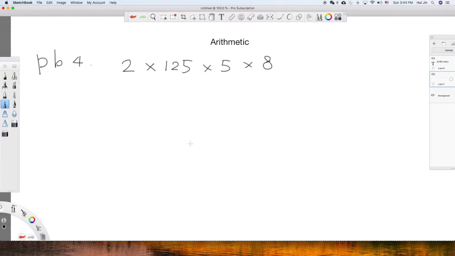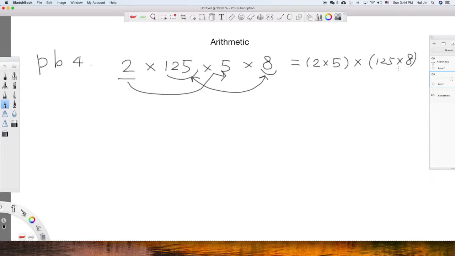And if you're coming back, you recognize 2 times 5 is 10. 125 times 8 is 1000. So this is going to be equal to 2 times 5 times 125 times 8, and equals 10 times 1000, equals 10,000. Simple enough, right? And it uses commutative: I'm moving the order first, and then I use associative.